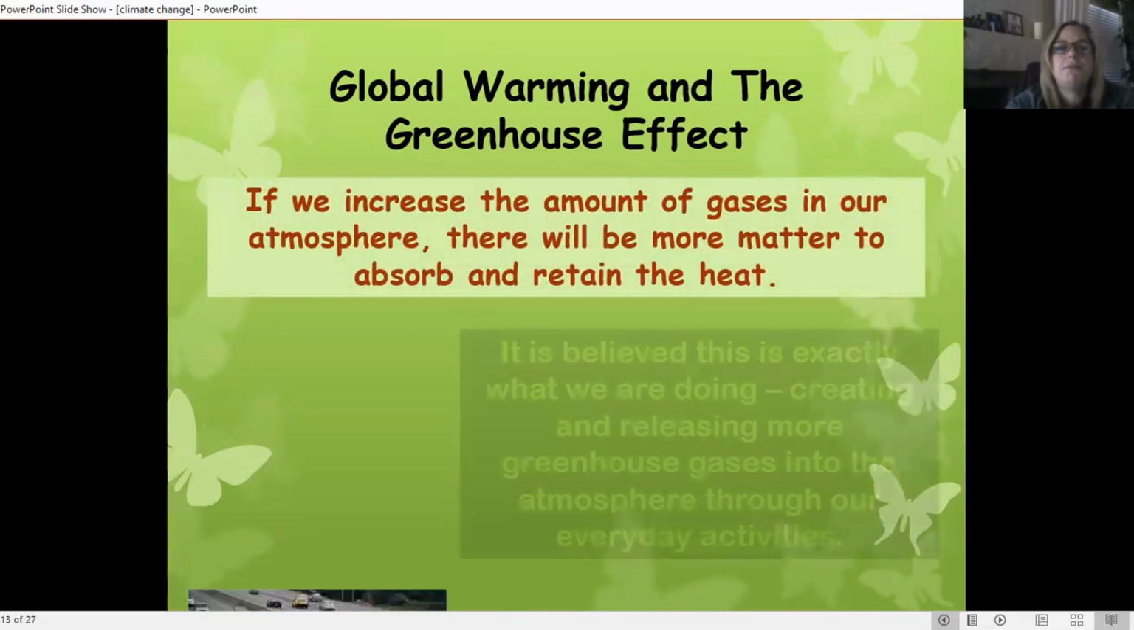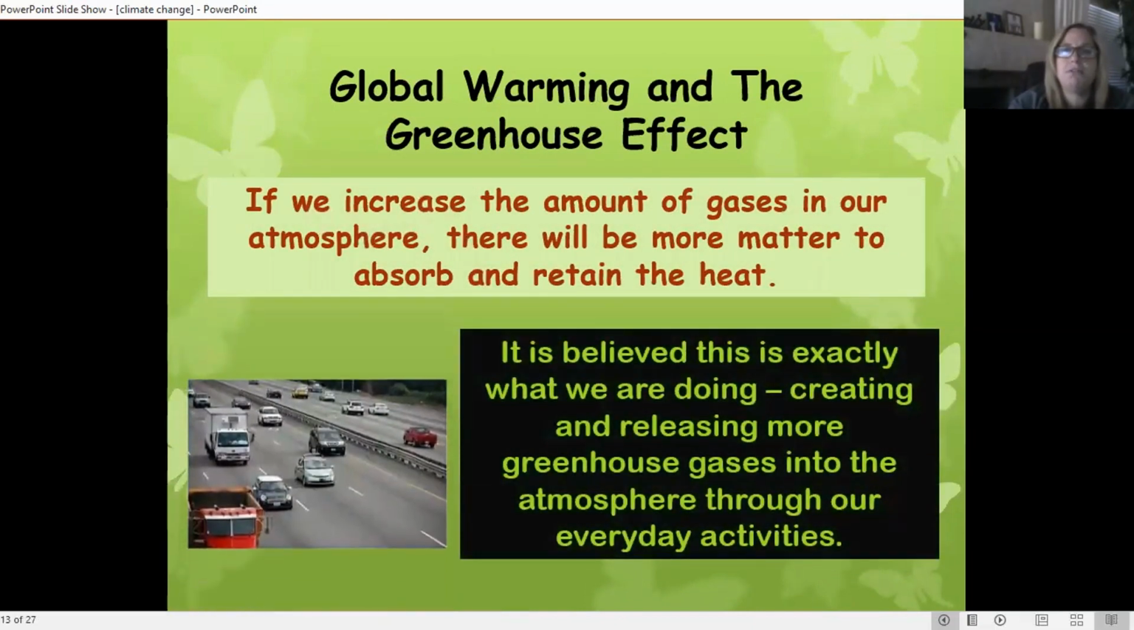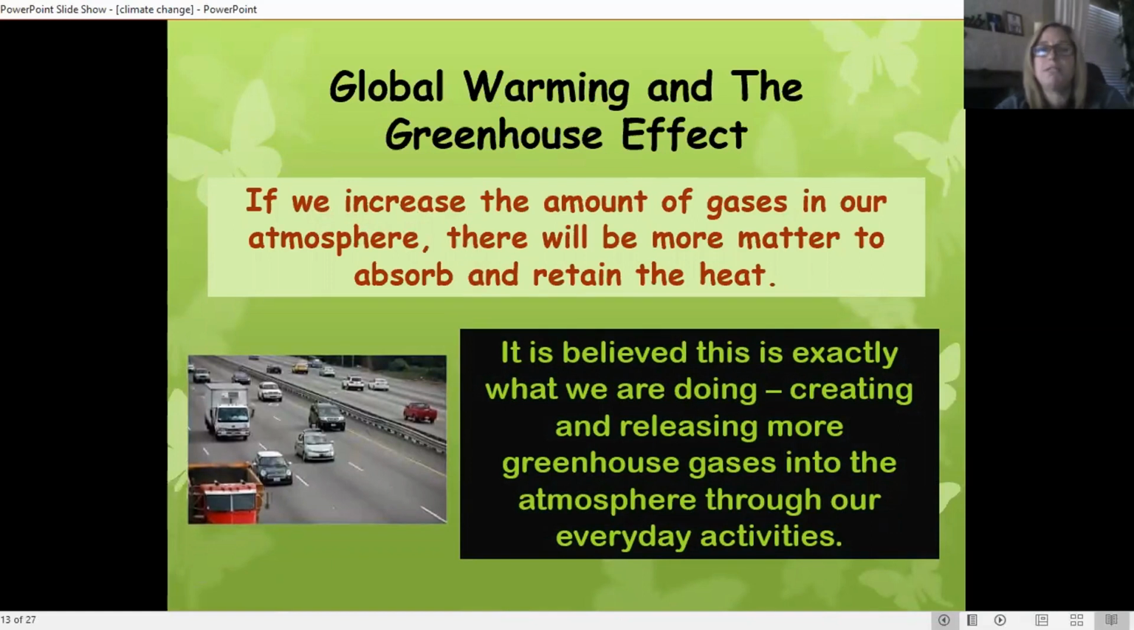So we just need to remember, if we increase the amount of gases in our atmosphere, there will be more matter to absorb and retain the heat. It is believed that this is exactly what we are doing in our world. We are creating and releasing more greenhouse gases into the atmosphere through our everyday activities.